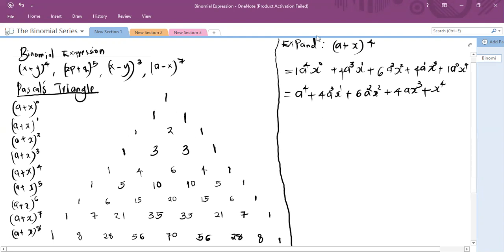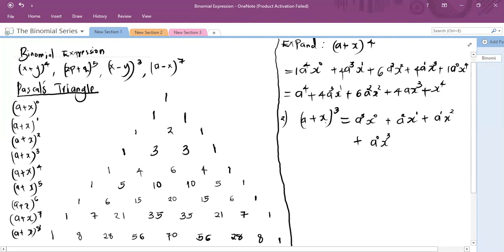In a similar manner, let's say you're told to expand a plus x raised to the power 3. Now, what happens to the powers of a? They are going to start from 3 as they are decreasing, and the powers of x are going to start from 0 as they are increasing. So I have a raised to power 3, and x will start from 0. Then continuing, a is raised to power 2 now, x is raised to power 1. Then a is now raised to power 1, x is raised to power 2, and finally, a is raised to power 0 and x is raised to power 3.